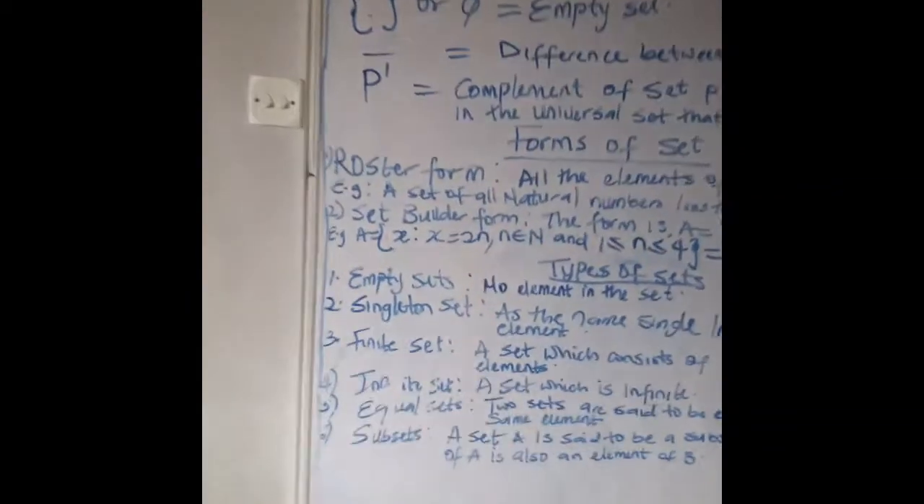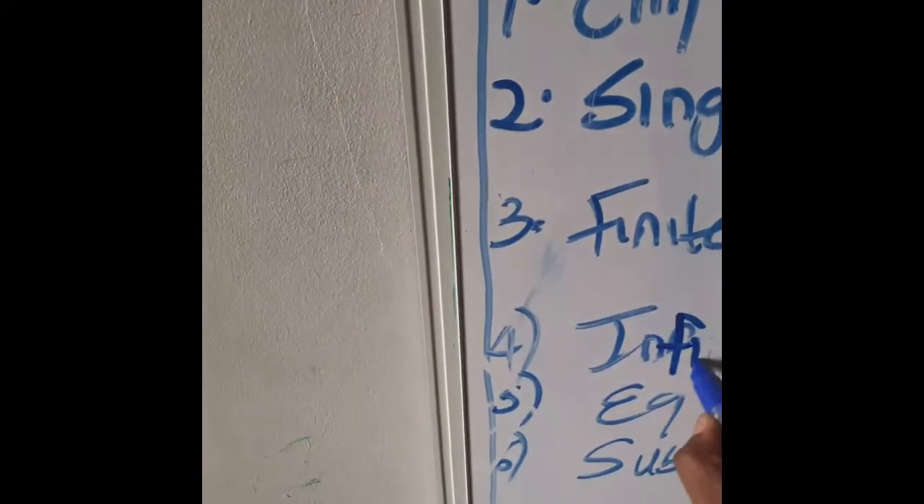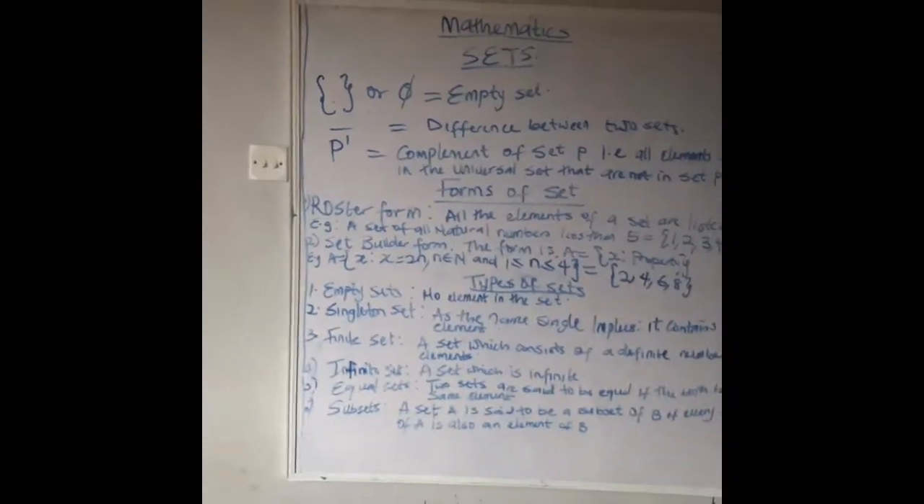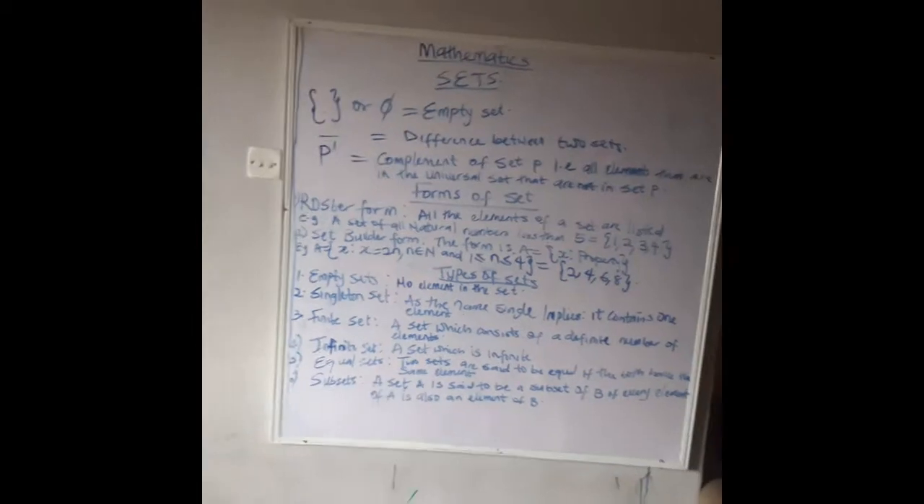While an infinite set is a set in which we only know the beginning, but we don't know the end of it. Like infinity, like the name implies, infinity. We only know the beginning, but we don't know the end.